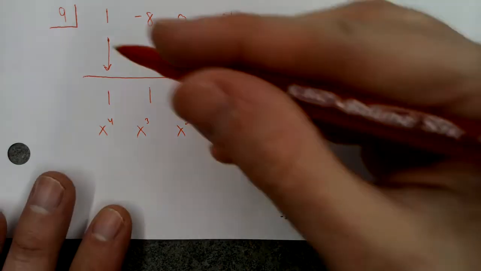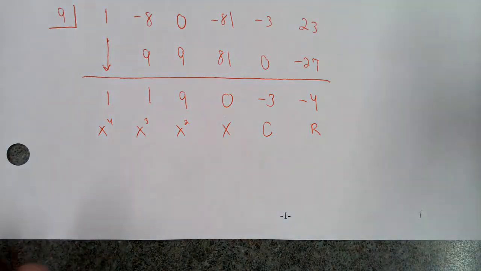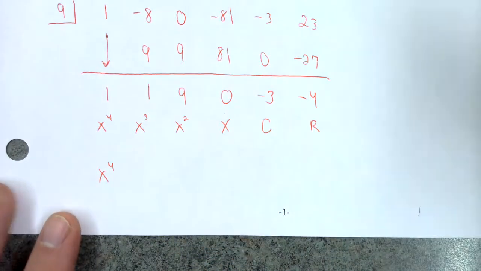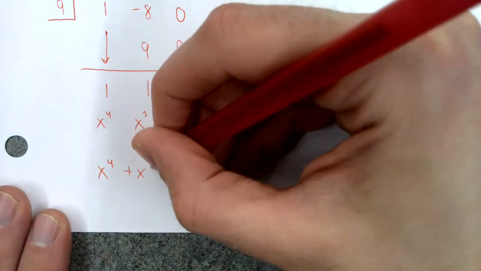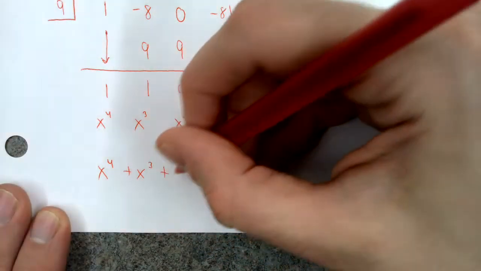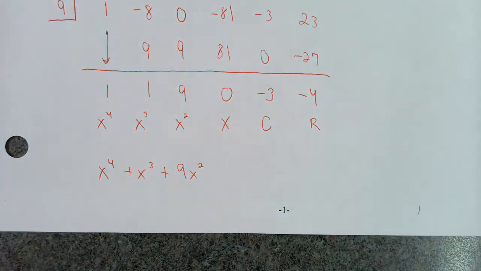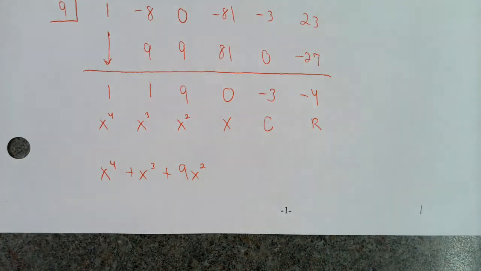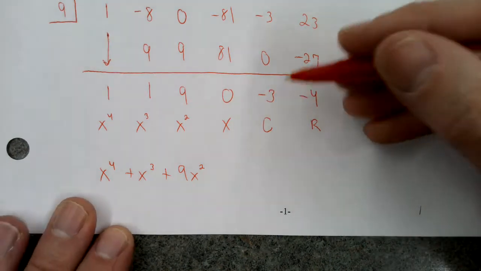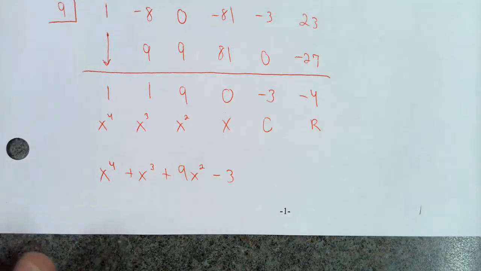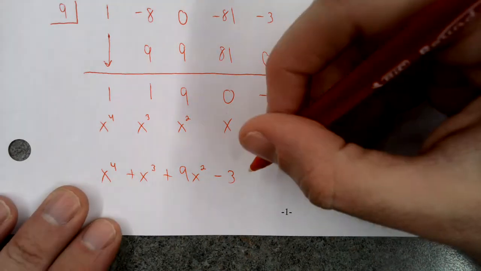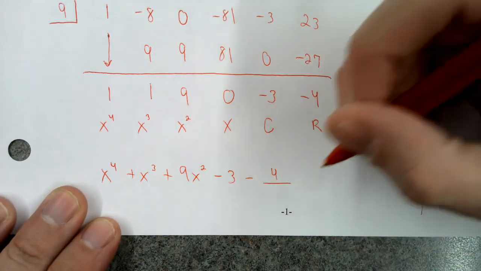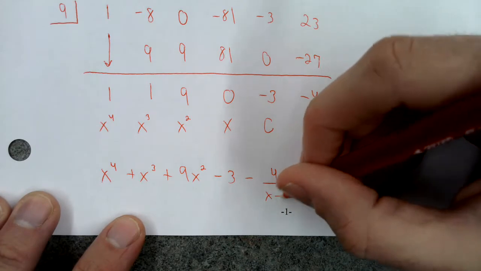So my final answer, 1x to the fourth, I'm just going to put x to the fourth, plus 1x cubed, I'm just going to put plus x cubed, plus 9x squared. You don't have to put plus 0x. Okay, so I'm going to skip that, and I'll put the constant, negative 3. And I put my remainder over my divisor. So minus 4 over the divisor of x minus 9.